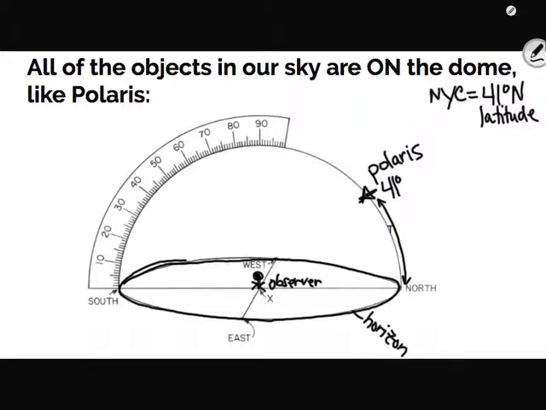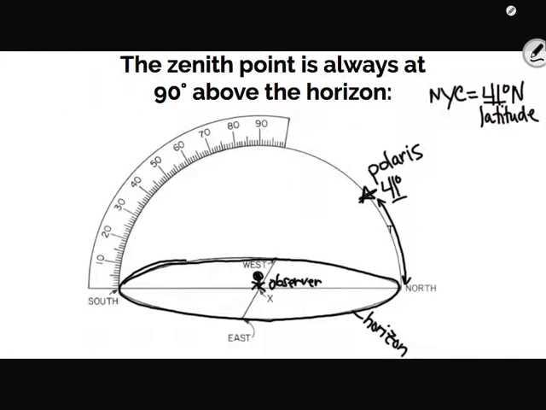I think in your notes I made a mistake. I think I said that New York City was 43 degrees north latitude. I was thinking about Albany. Albany is at about 43 degrees north latitude, so sorry about that. And so notice that the angle of Polaris is equal to our latitude. Okay, and that's true for anybody in the northern hemisphere. That's where you would look to see Polaris.